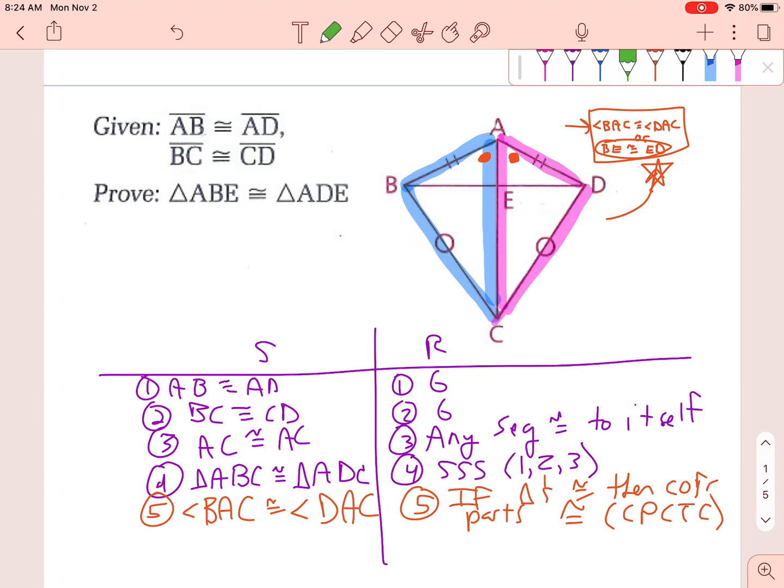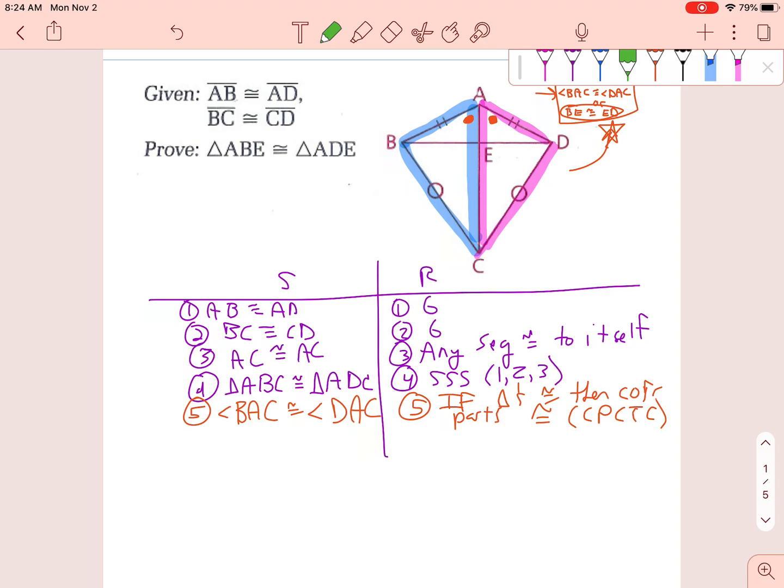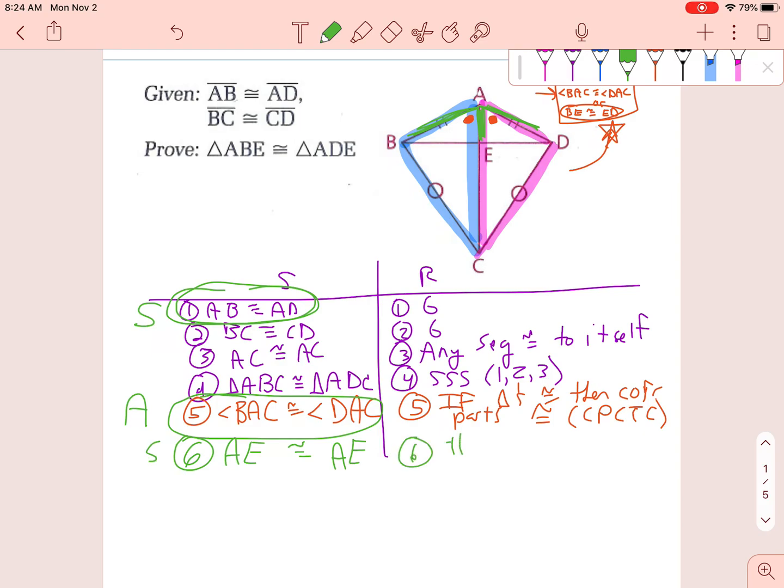And now you're asking, how does that help me? Well, now I have BA right here, this step. This is a side to my triangle right here. I have this step right here, which is an angle to my triangle. And I have this tiny reflexive side. I have AE congruent to AE, which is another side. And again, that's the same as number 3. Any segment is congruent to itself.